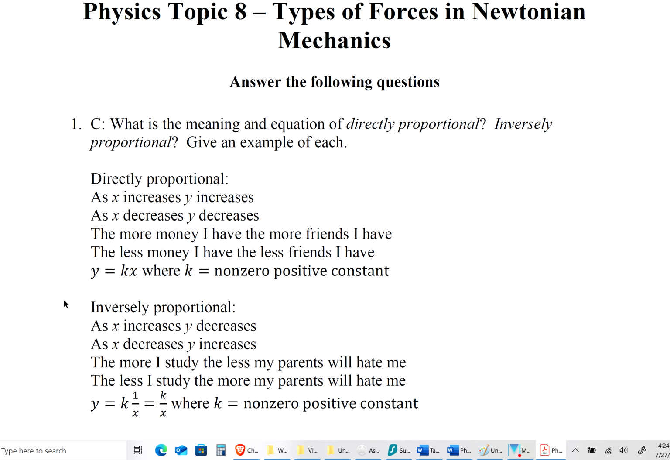Directly proportional means as x increases, y increases, and as x decreases, y decreases. An example would be the more money I have, the more friends I have. Also, the less money I have, the fewer friends I have. An equation for that would be y equals kx, where k is a non-zero positive constant.